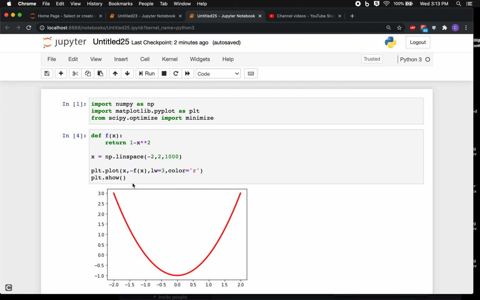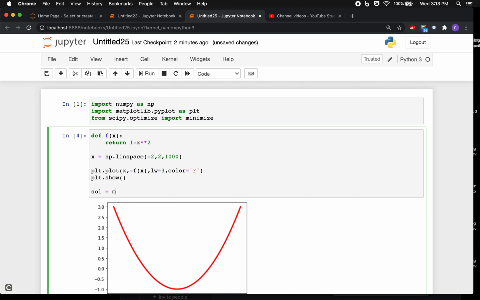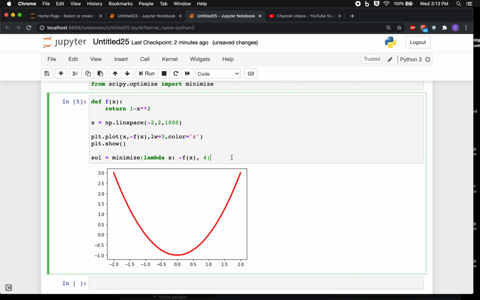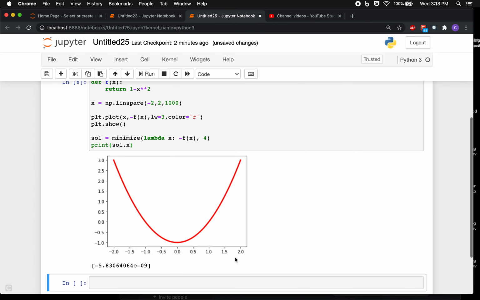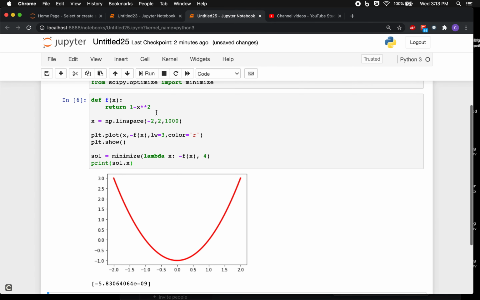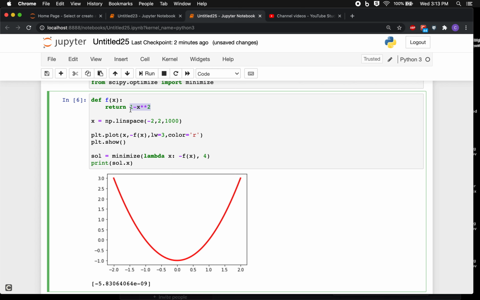We can see this if I do sol equals minimize, and I'm going to do lambda x: minus f of x. f is what I'm trying to maximize, so instead I minimize minus f of x. Then I pick an initial guess, say 4, and print sol.x, and you'll see I get back 0, which is the minimizer of minus f of x, but also the maximizer of f of x.